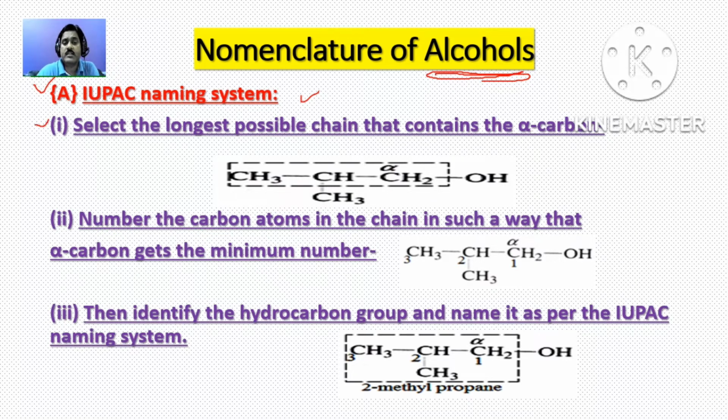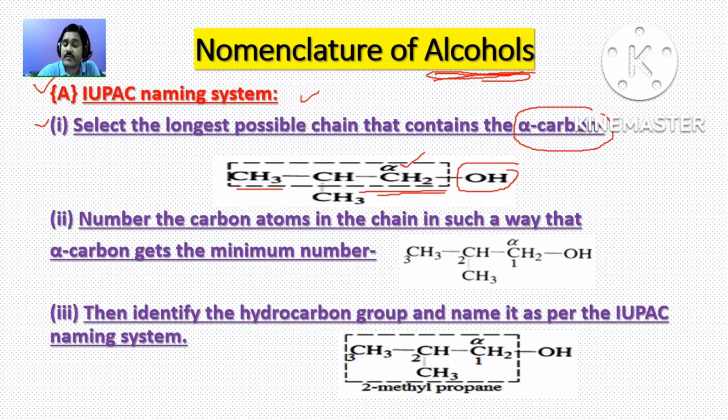First, select the longest possible chain that contains the alpha carbon. If we want to name any alcohol, we have to write its structural formula like that. Now find the alpha carbon atom. The alpha carbon atom is that carbon atom to which OH is attached. In this compound, the OH group is attached to that carbon atom, which is called the alpha carbon atom.